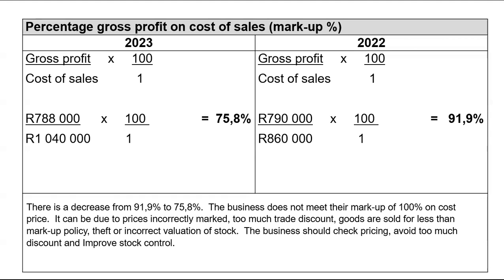The business does not meet their markup of 100% on cost. You can tell for both years, okay? It can be due to prices, well, they've been priced incorrectly. Due to trade discount, goods are sold for less than the markup policy. There is theft, people are stealing from you, or incorrect valuation of stock.